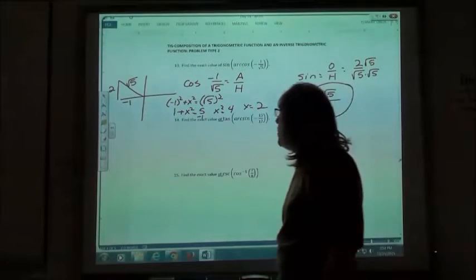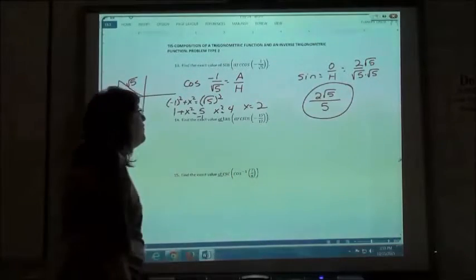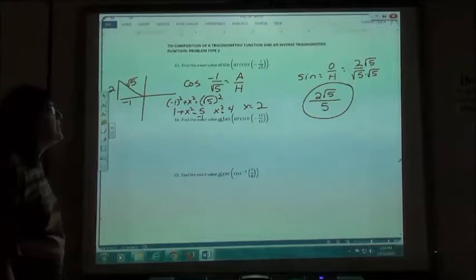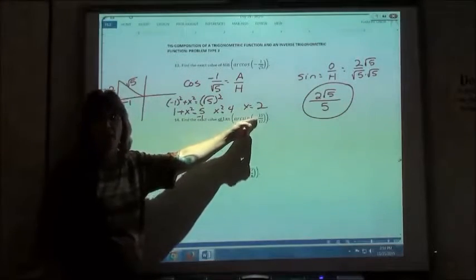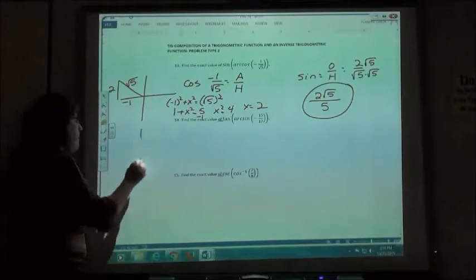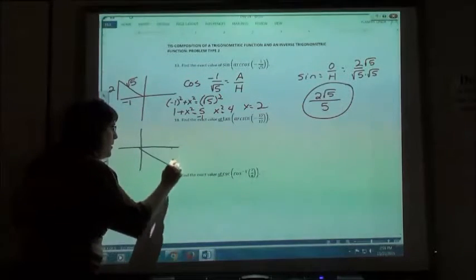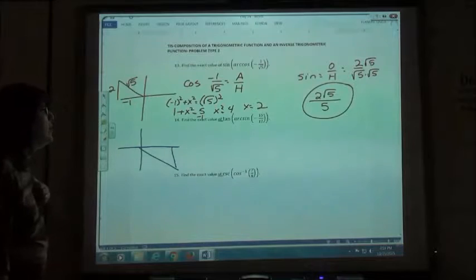The next one, we are finding the tangent of the inverse sine of negative 15/17. For my sine to be negative, I want to be in quadrant 4. So I'm going to draw my reference triangle over here in quadrant 4.